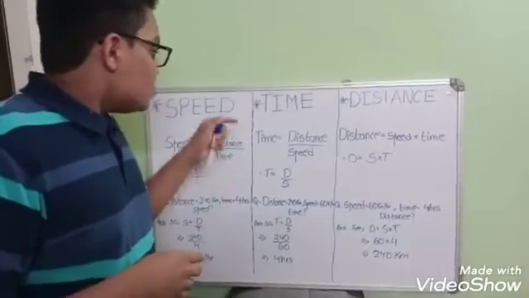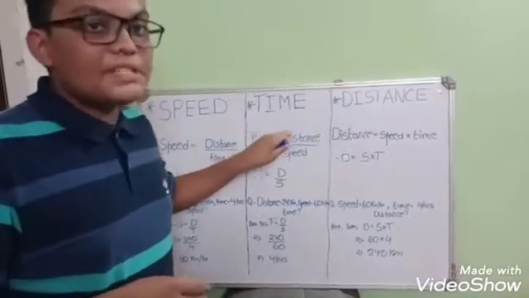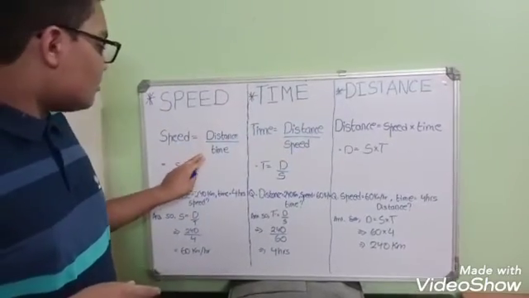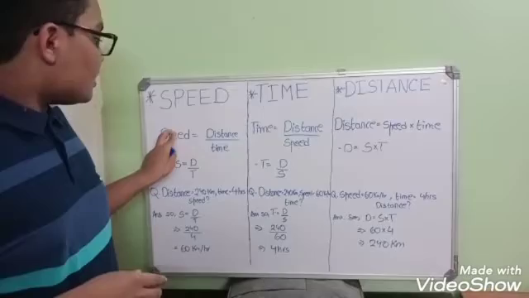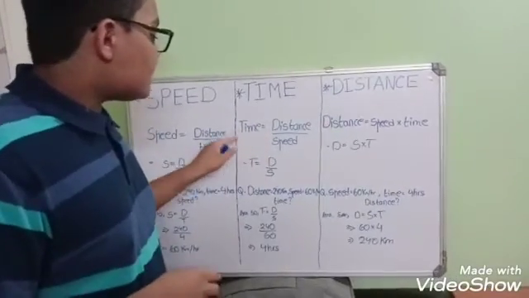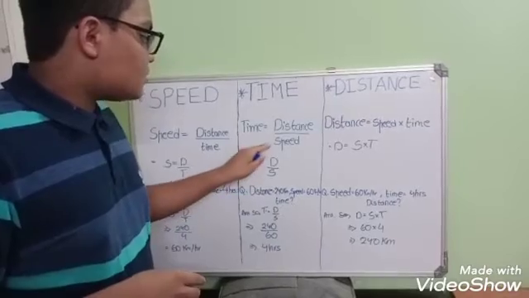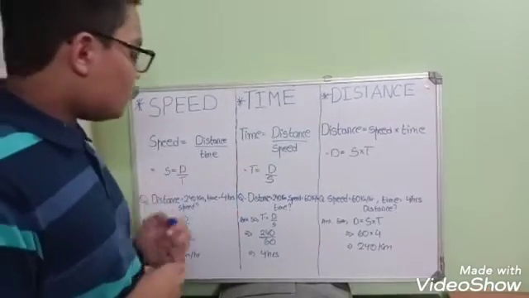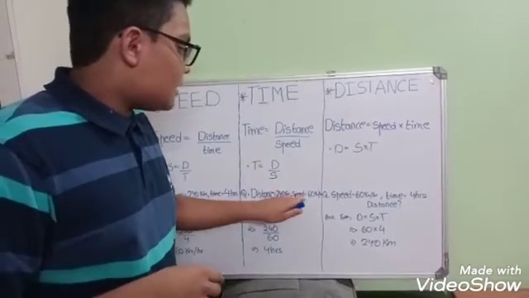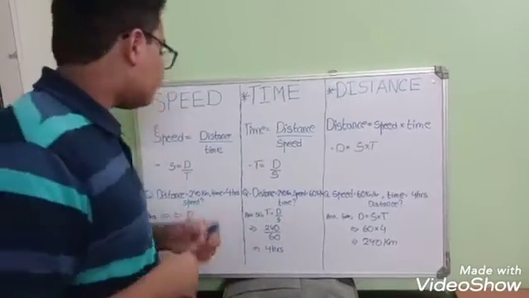Now let's go to time. Time is equal to distance divided by speed. When we rearrange this equation, time will come here and speed will come here. So we will get this equation. In variables it can be expressed as t is equal to d by s. So now the question is, distance is 240 km and speed is 60 km per hour.